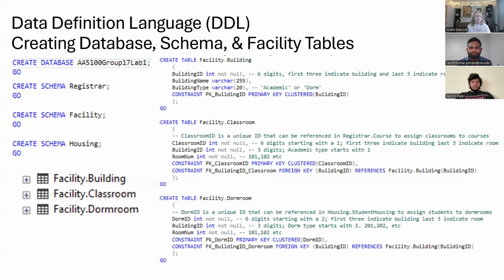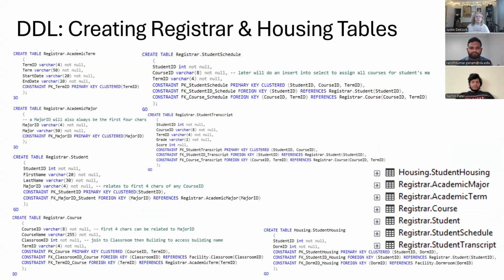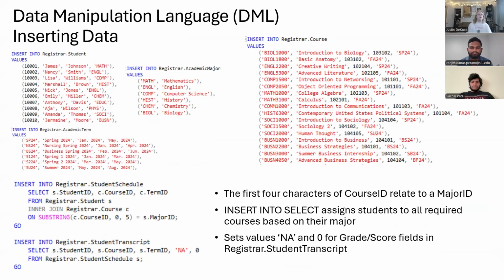Now moving into the implementation of the database, this is the start of our DDL statements. So creating the database, the schema, and the facilities tables, the order in which all of these statements are laid out is very important in making sure everything creates correctly on that first execute. These are our registrar and our housing tables. Most everything is not null. Some columns can be null, and that is by design as well, which we'll see in the coming few slides with some stored procedures.